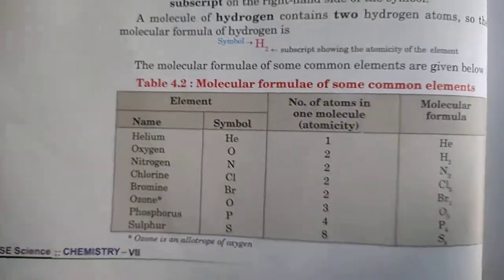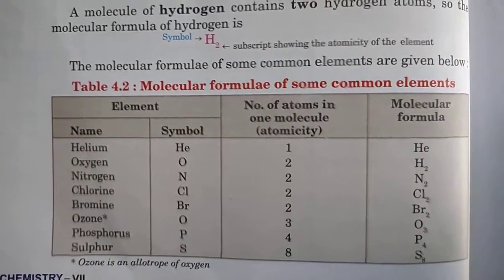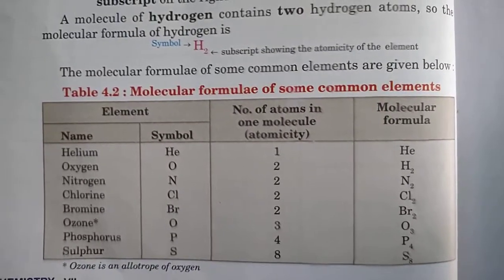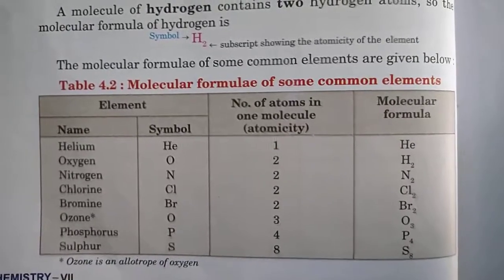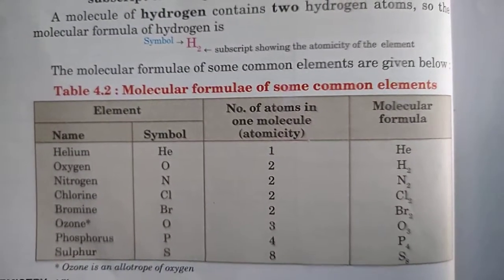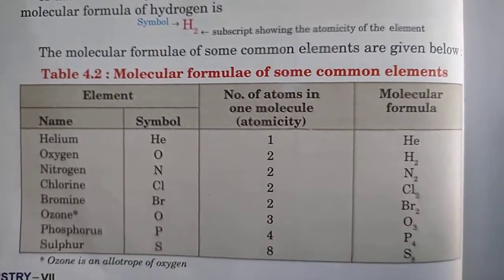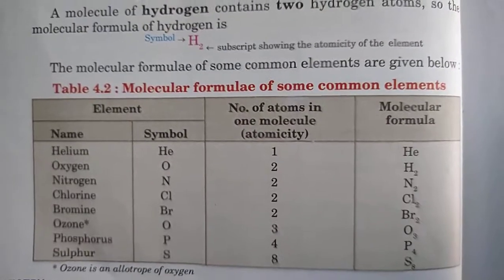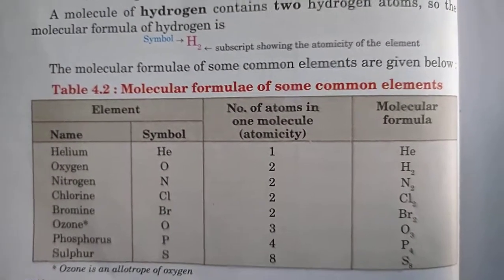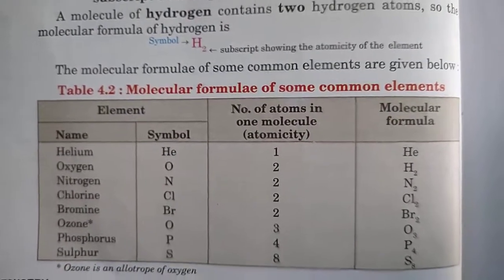Now you see here the molecular formula of some common elements. Helium, its atomicity is 1. So He. Oxygen, its atomicity is 2. So O2; here H2 is written which is wrong, you will write O2 here. Now nitrogen, atomicity is 2, so you will write N2. Chlorine, 2. Cl2. These things you should remember.